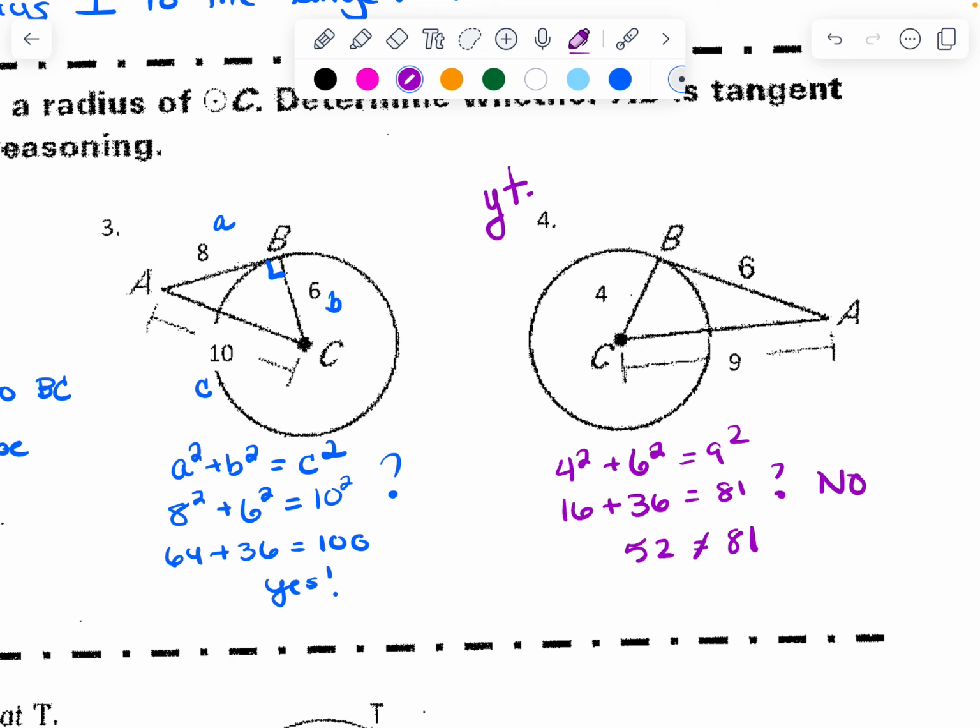52 does not equal 81, so this is not tangent. It would have to be a right triangle in order for it to be tangent.